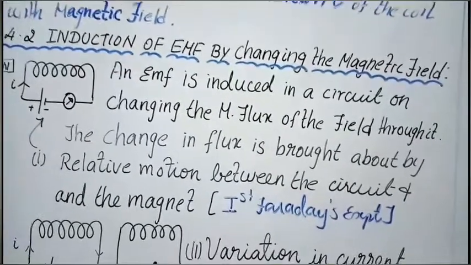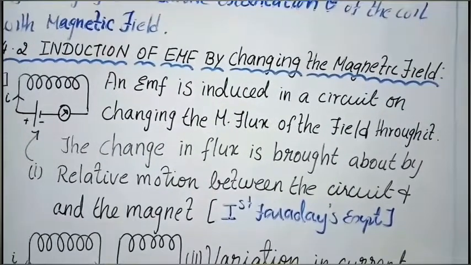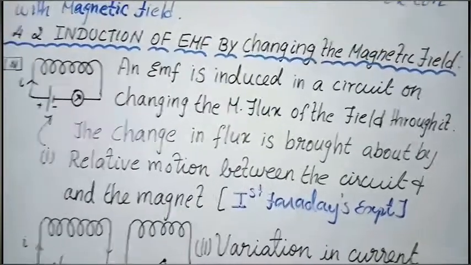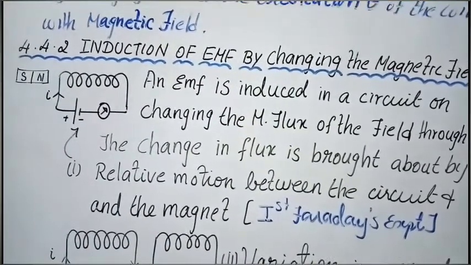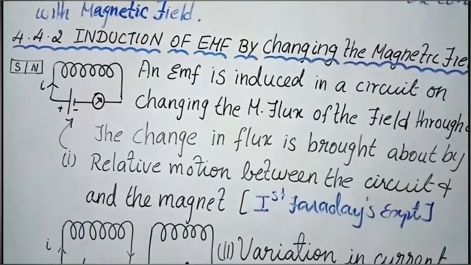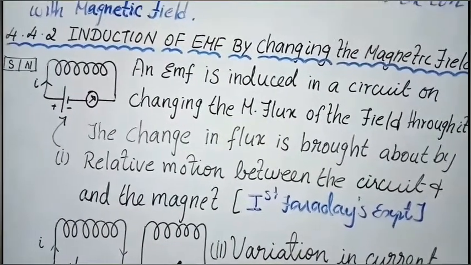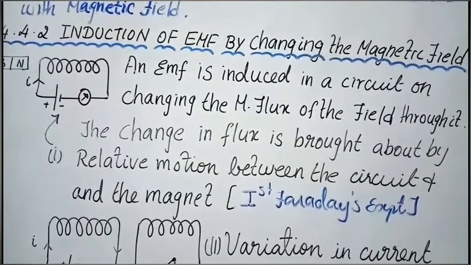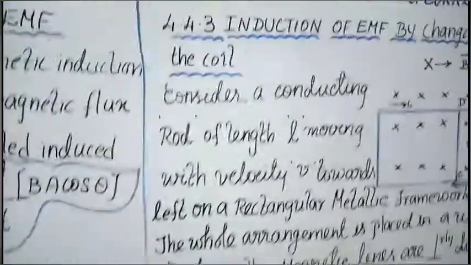The second variation is the variation in the current flowing through a nearby coil. This is one coil and a nearby neighboring coil. The variation of the current produces an EMF in the neighboring coil. This is the second experiment.